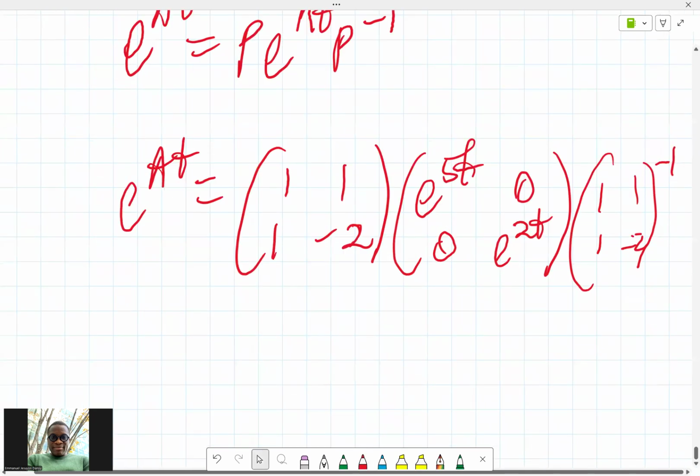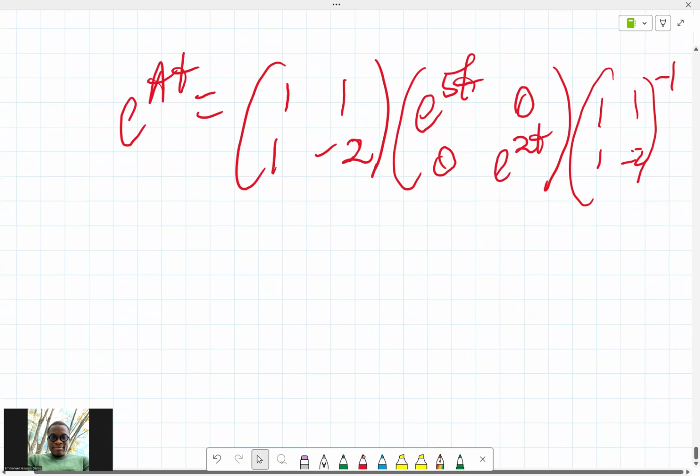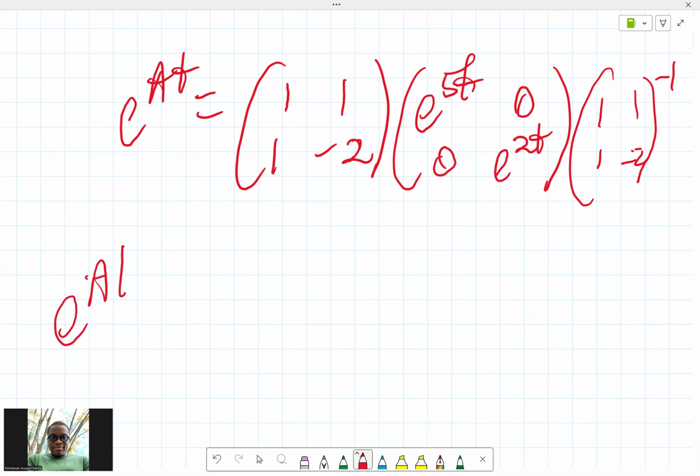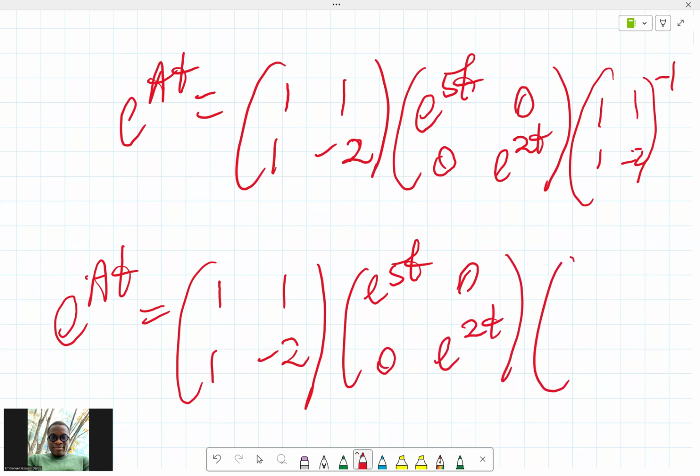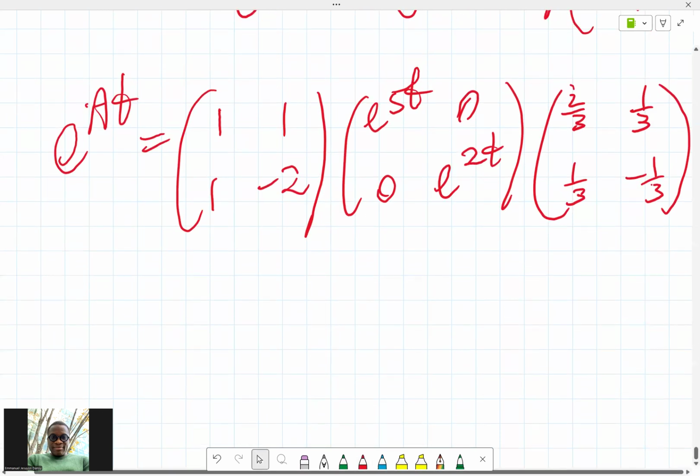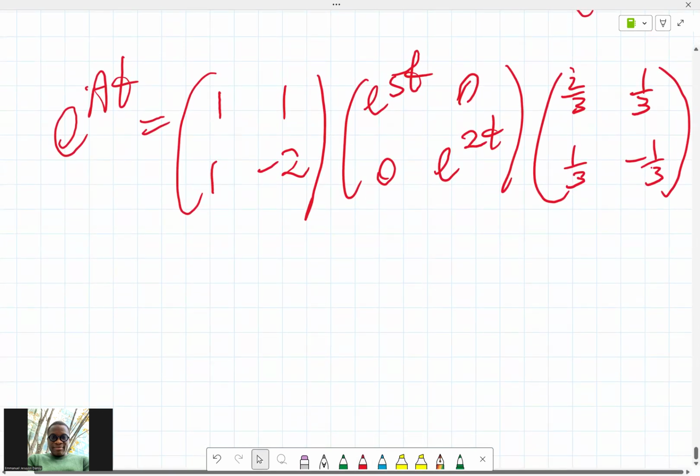All right, so we can tidy that up. The inverse of a 2 by 2 matrix is easy to find. So we have e^(At) equals [1 1; 1 -2] times [e^(5t) 0; 0 e^(2t)] times [2/3 1/3; 1/3 -1/3]. That's the inverse of that. So with that in place, we have just a few things to talk about.